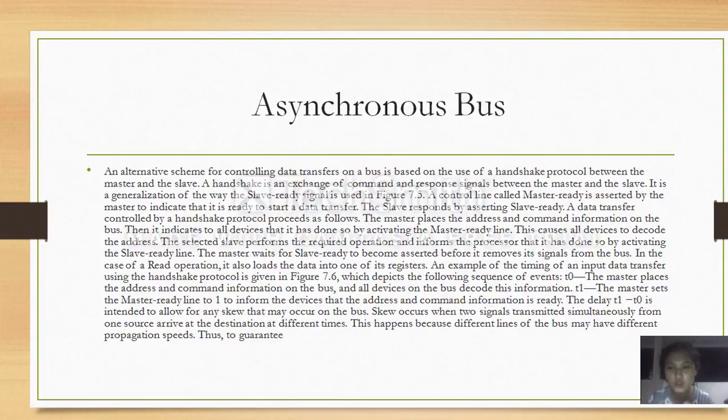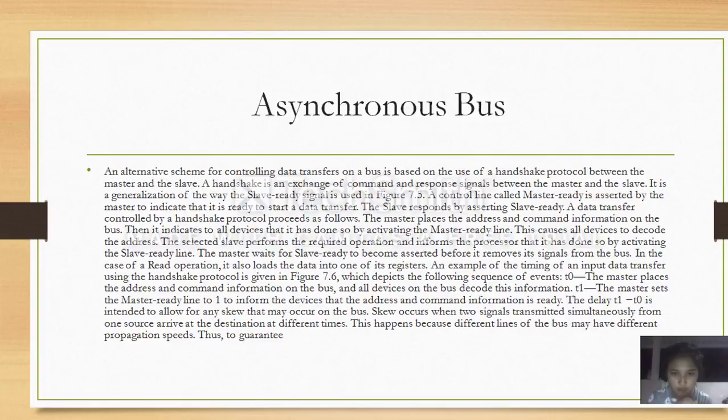A control line called master ready is asserted by the master to indicate that it is ready to start a data transfer. The slave responds by asserting slave ready. A data transfer controlled by handshake protocol proceeds as follows. The master places the address and command information on the bus. Then it indicates to all devices that it has done so by activating the master ready line. This causes all devices to decode the address.